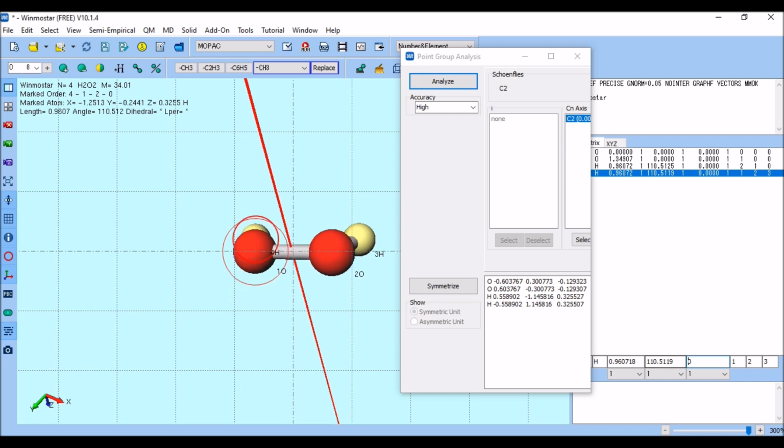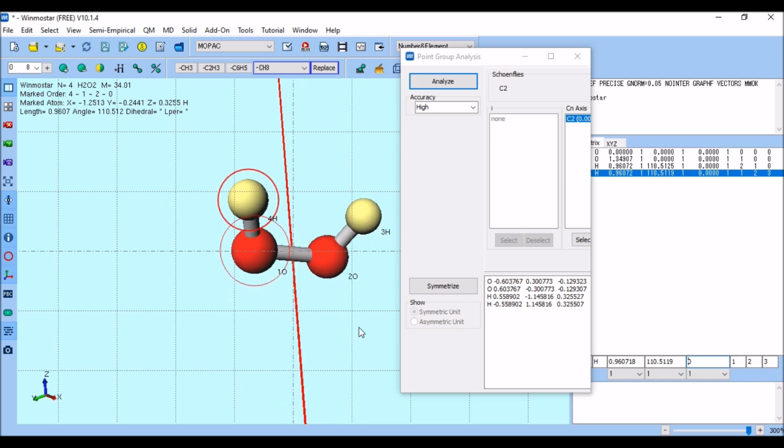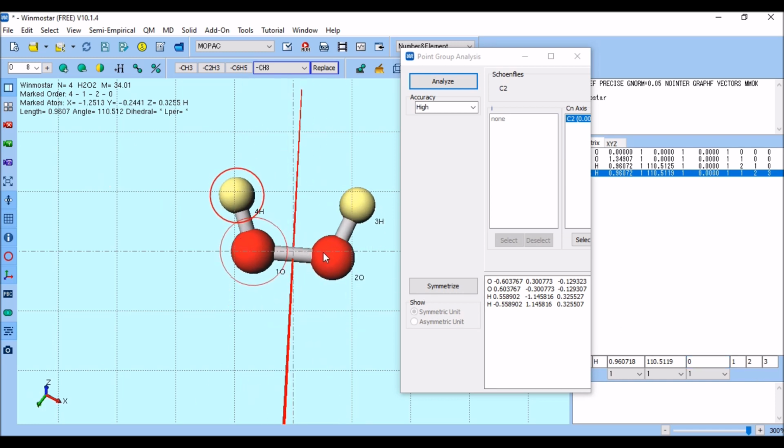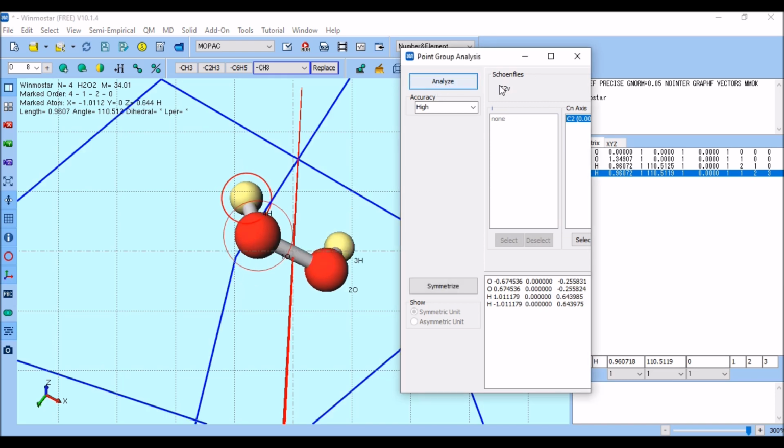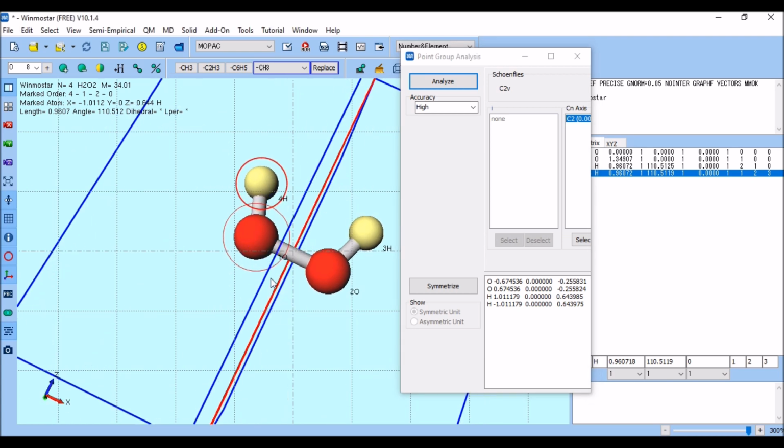Now I'll go with a 0 dihedral angle. Click enter after putting that value. See, the geometry has changed again. See how the Z matrix helps you determine the properties of the molecule. And now I'll give analyze again. See, now the point group is C2V as we discussed earlier. So this is how you will correlate with your Z matrix and edit using your Z matrix.